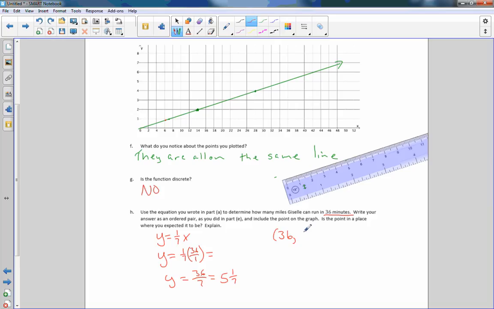36, comma, 5 and 1/7. So that means go over to 36, go up 1, 2, 3, 4, 5, and 1/7 would be just a little bit more, and guess what? We are on that line. So is it where you expected it to be? I would say yes, because I expect it to be on the line, and when I went over 36 and up 5 and 1/7, that point is on the line, and since this is a fraction, that confirms that it is not discrete in part G.